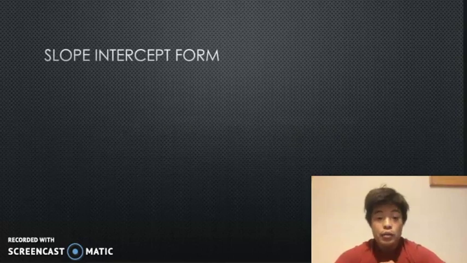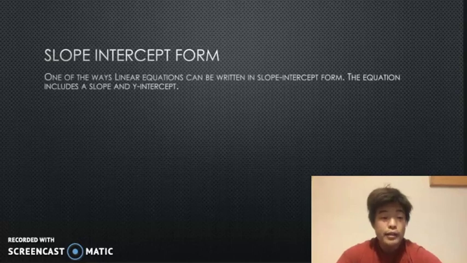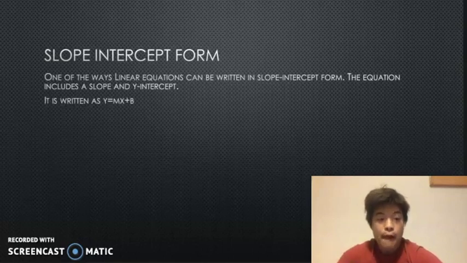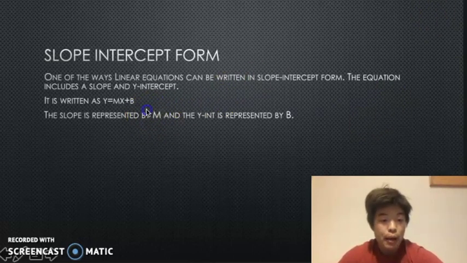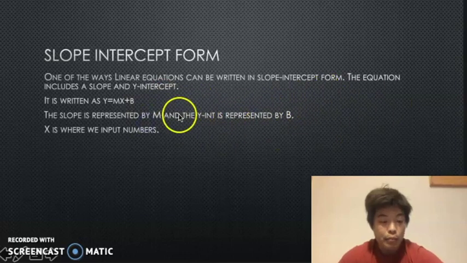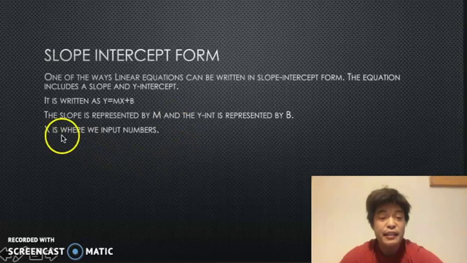First thing we're going to learn about is the slope-intercept form. The slope-intercept form is one of the ways a linear equation can be written, and the equation includes a slope and a y-intercept. That's why it's called the slope-intercept form. It is written as y equals mx plus b. This is the formula for the equation in slope-intercept form. The slope is represented by m, and the y-intercept is represented by b. So in y equals mx plus b, m is the slope and b is the y-intercept. And x is where we input the numbers.